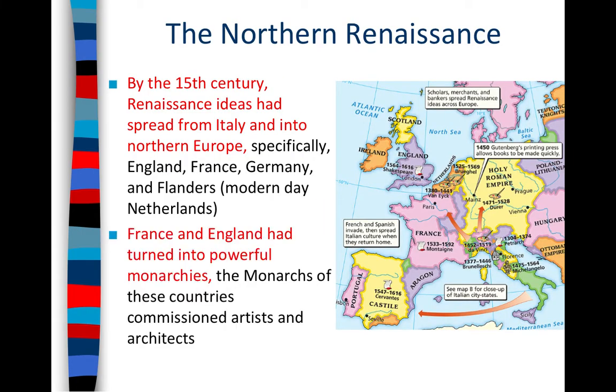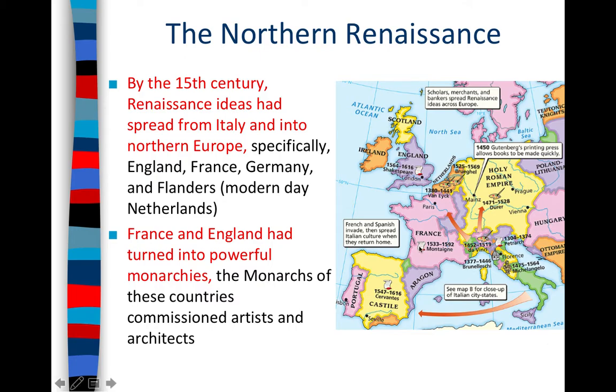So by the 15th century, Renaissance ideas had spread from Italy into Northern Europe, specifically England, France, Germany, and Flanders, which is modern-day Netherlands. In contrast to the Italian city-states, France and England had turned into powerful monarchies, and the monarchs of these countries commissioned artists and architects.